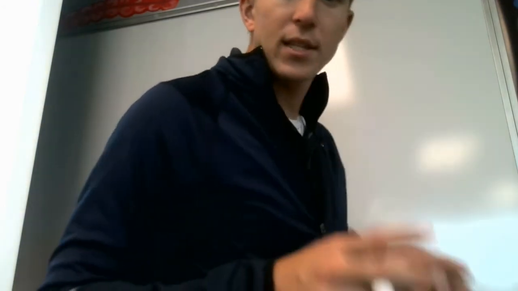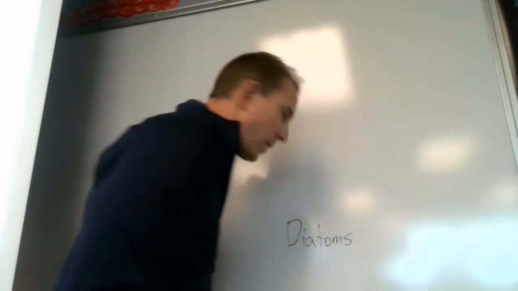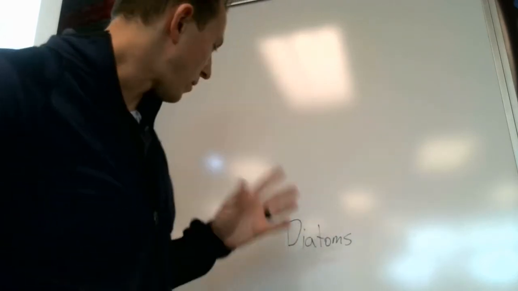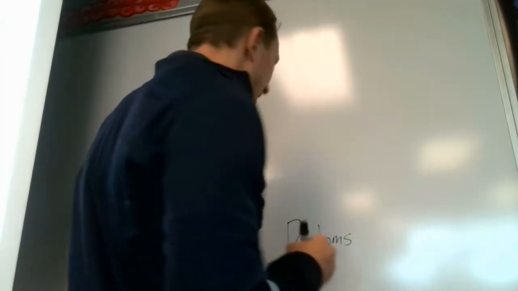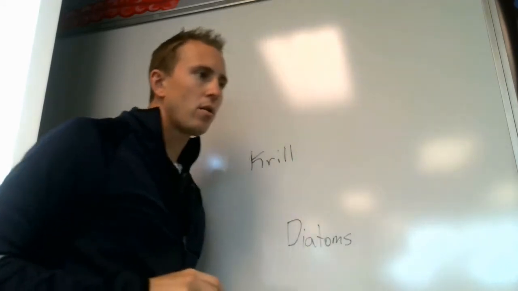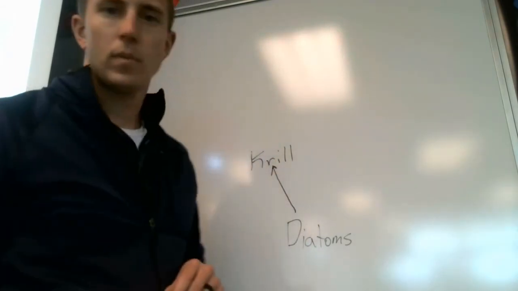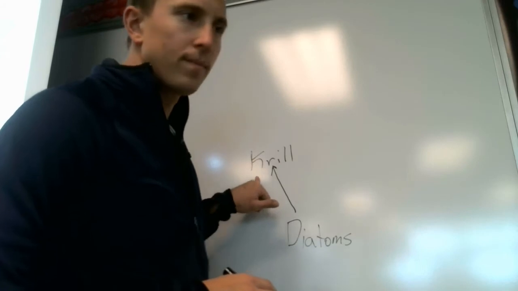So let's say, for example, we're talking about the base of our food chain. As we mentioned, diatoms usually are. So we're going to put diatoms down here on the bottom of our food web, because remember, they're producers, and producers are usually going to be on the bottom. So let's go ahead and do krill next. We're going to have krill up here. Notice how we're going to have an arrow going from the diatoms to the krill. That's showing that energy is going from the diatoms to the krill.